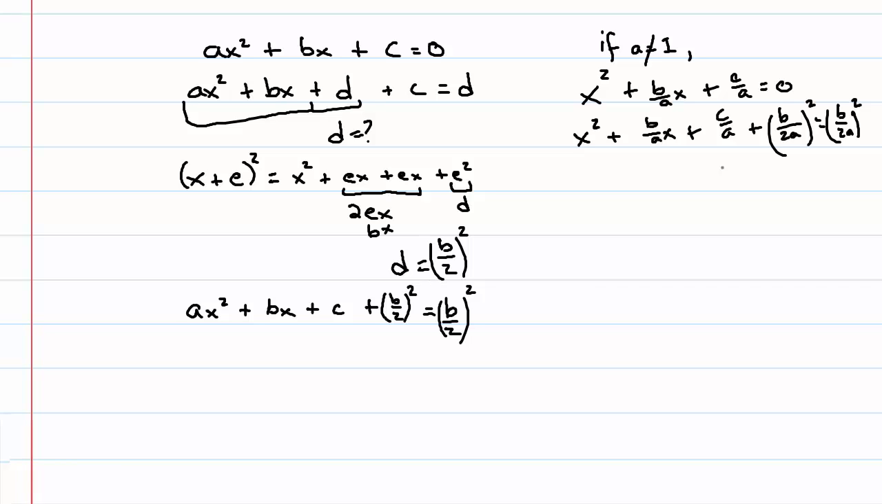Let's try out an example. If we have x squared plus 4x plus 2 equals 0, how can we complete the square? Well, we see that b is 4, so our number that we should be adding is 4 over 2 squared, or 4.